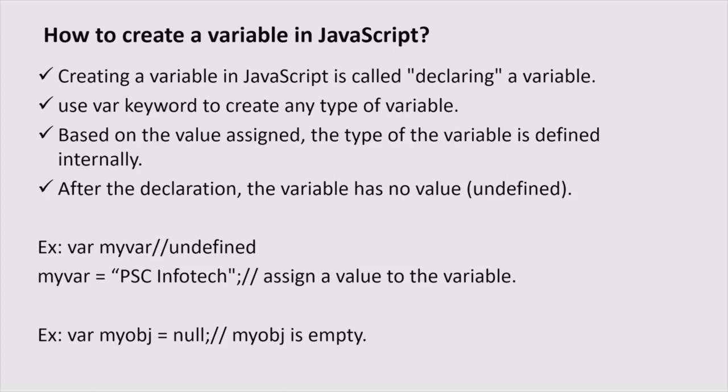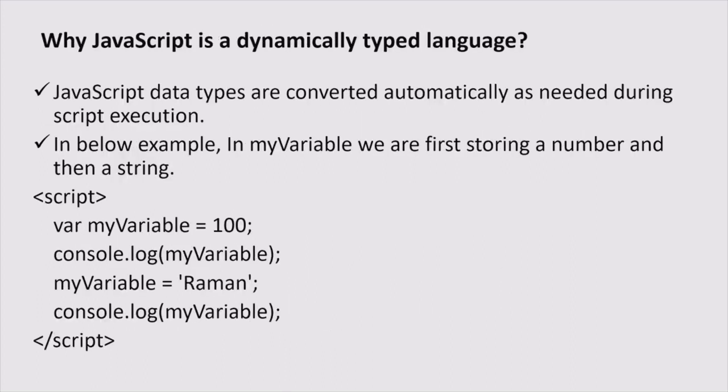Now I am assigning it pscinfotech. So now its final output is pscinfotech. Now the second example, where myobj equals null. So I am assigning the null value, so it returns empty. So myobj is empty now.